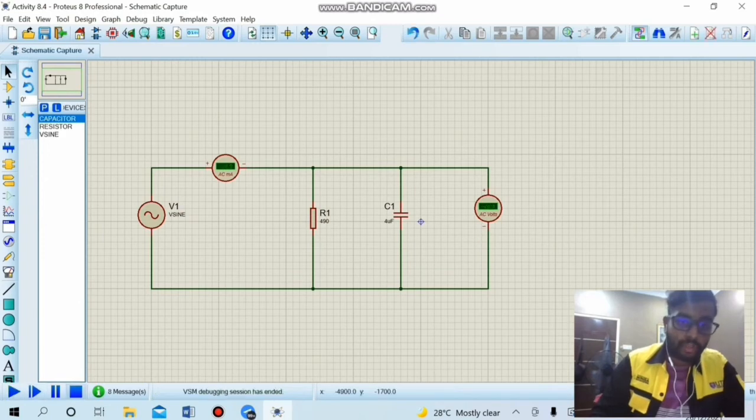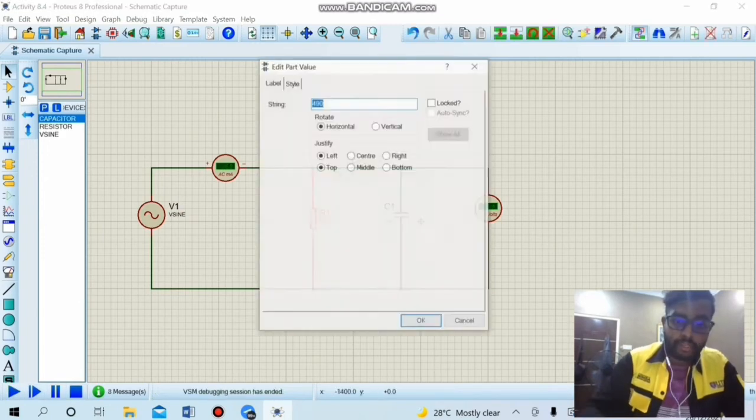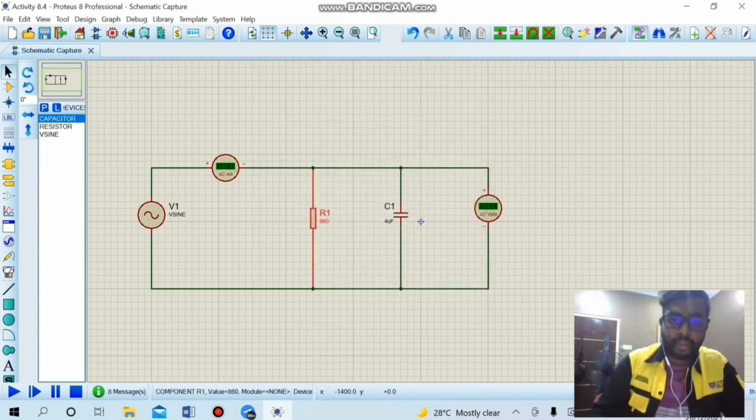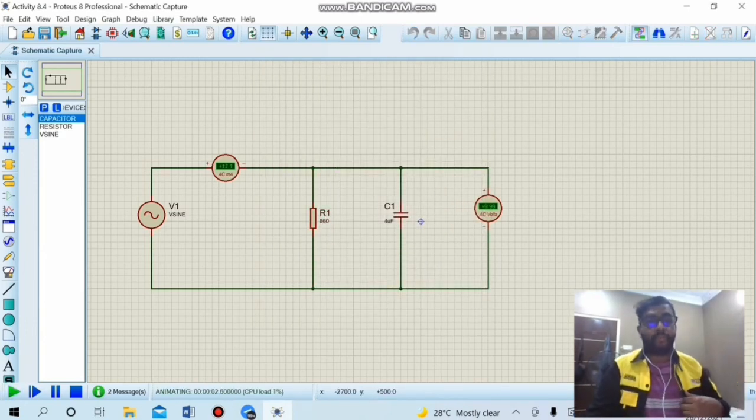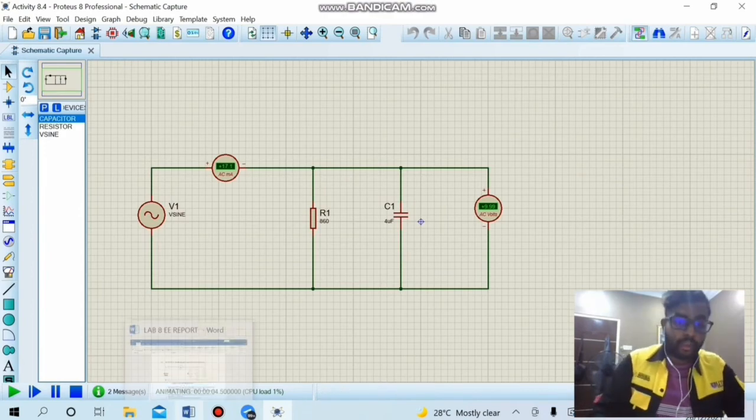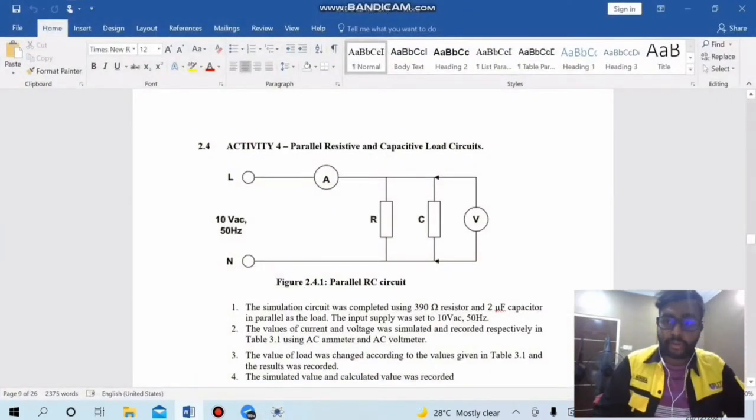Last but not least, we are going to use a resistor of 860 ohms and we will get an output current of 17.1 milliampere. And we repeat the similar step, recording the values in the table.